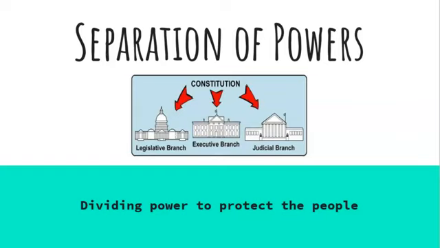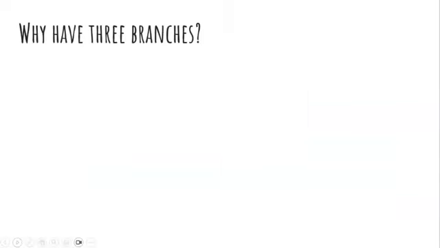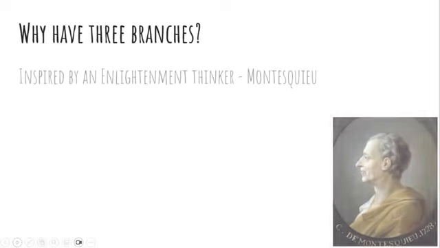Separation of powers is one of the principles of the Constitution. So you want to think about we are taking power. If you think of it like one thing, power, and you're dividing it up and spreading it out and giving it to different people, and that is supposed to protect the citizens of the United States or any country that uses separation of powers. So why three branches? Why are we separating the power?